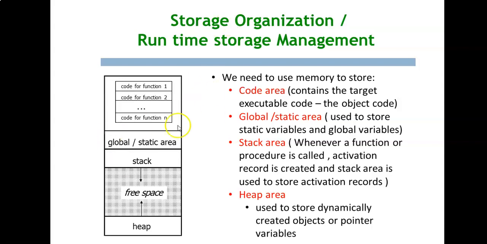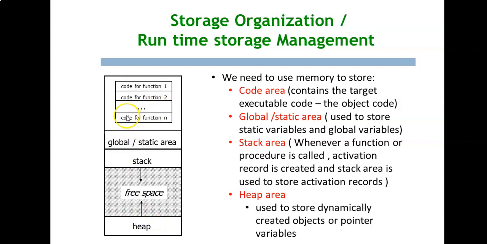We can divide the block of memory allocated by the operating system into 4 parts. The first part is called the code area. The second part is called the global or static area. The third part is called the stack area. And the last part is the heap area.